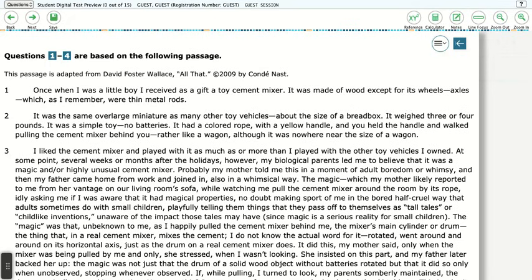So it says, once when I was a little boy, I received a gift toy cement mixer. It was made of wood except for its wheels, axles, which, as I remember, were thin metal rods. It was the same overlarge miniature as many other toy vehicles, about the size of a bread box. It weighed 3 or 4 pounds. It was a simple toy, no batteries. It had a colored rope with a yellow handle, and you held the handle and walked pulling the cement mixer behind you, rather like a wagon, although it was nowhere near the size of a wagon.